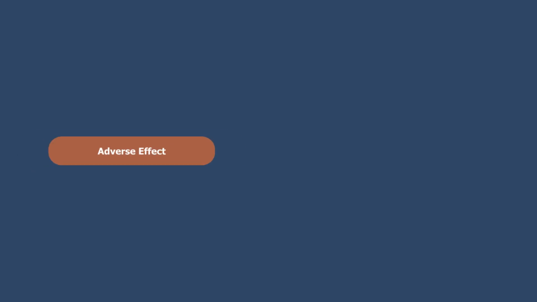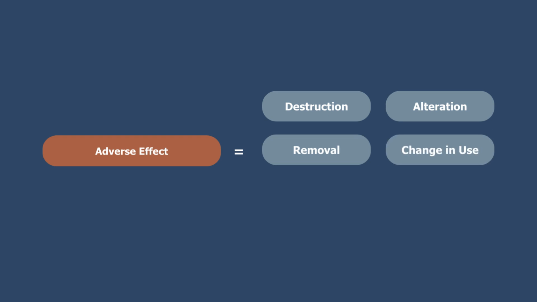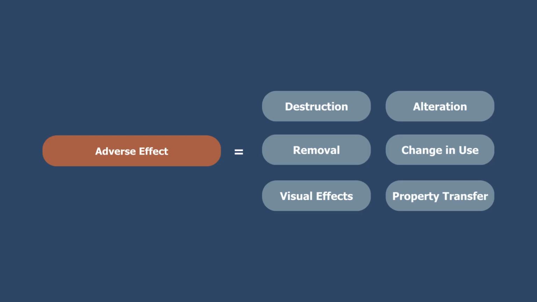If there is an adverse effect, this means that the resource with the implementation of the project will be negatively impacted. Adverse effects may include partial or total physical destruction, alteration that is not consistent with the Secretary of the Interior's standards for the treatment of historic properties, removal of a property from its historic location, a change in the property's use that may significantly change its character, the introduction of new visual or other atmospheric impacts, or neglect or transfer of the property outside of federal oversight.